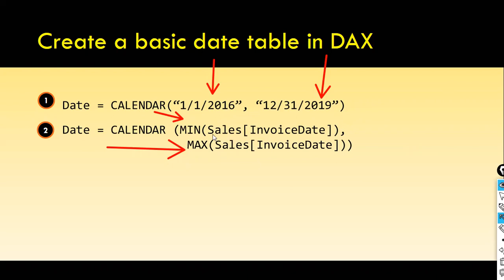Okay, let's say you started your business on 1st January 2016. When you give the invoice date, this value is stored in this column, right? So the minimum of the invoice date column is the first day. The maximum is the last day, okay?